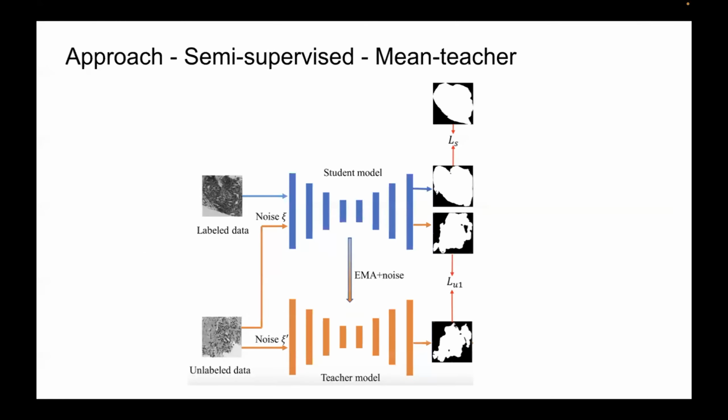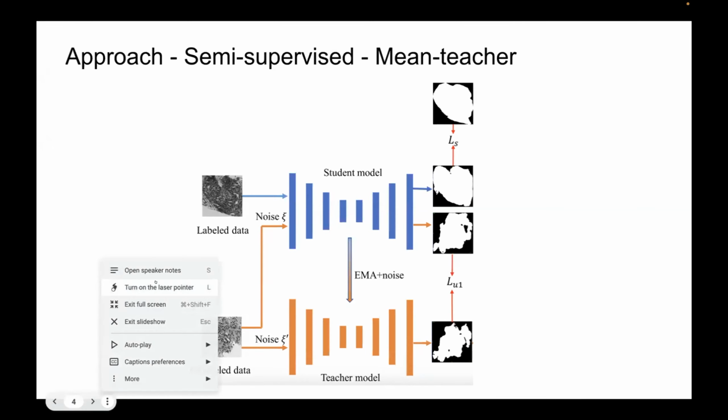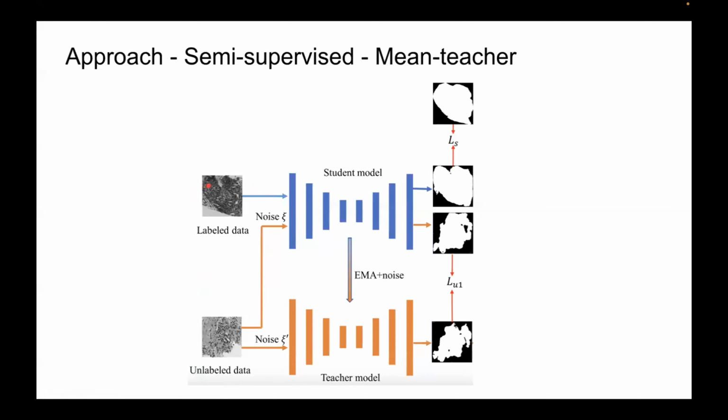Firstly, this picture is taken from a paper to describe my approach, but at a higher level. What I'm trying to do is a semi-supervised mean teacher kind of approach. We take the whole train set and divide it into a labeled and an unlabeled set. For the labeled set, we add some kind of augmentation, and we have two copies of the model. One is called the student and one is called the teacher.